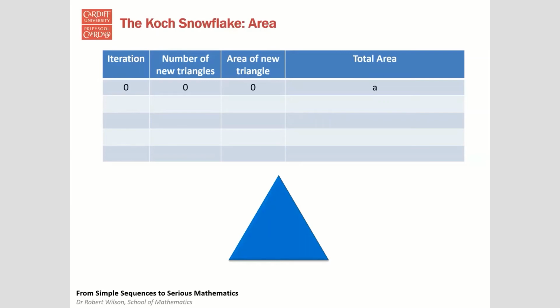So for our first iteration, remember we're introducing new triangles on each of the sides of the original triangle, whose base length is 1/3 the length of the side of the original triangle. So we know that there are 3 triangles in this case. And the area of each of these triangles is going to be 1/9 the area of the original blue triangle.